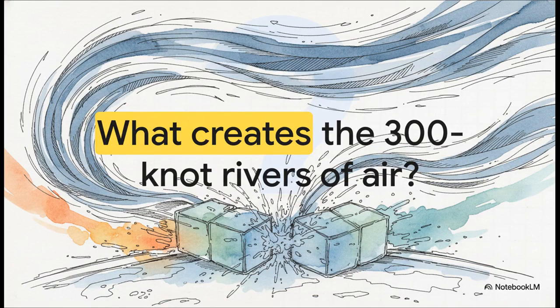So let's start with a massive question. What exactly creates those roaring, 300-knot rivers of air racing high above our heads? To understand these extreme high-altitude jet streams, we actually have to start all the way down at the surface, looking at how massive blocks of air form, move, and eventually collide.